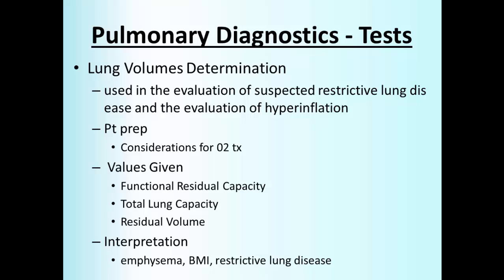The functional residual capacity is expressed in liters. This is the volume of gas in the lungs at the end of an average resting expiration. It is comprised of the expiratory reserve volume, the volume of gas that can be voluntarily exhaled beyond the functional residual capacity, and the residual volume. The total lung capacity can then be calculated by adding the residual volume to the vital capacity.